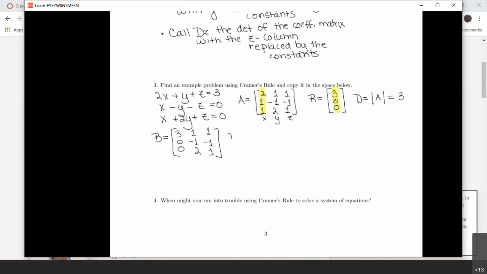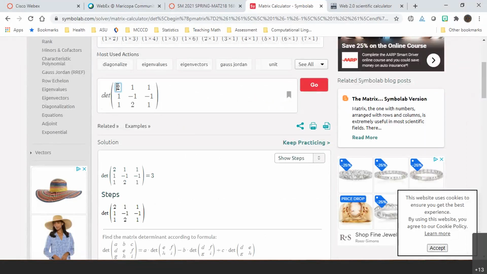And to find D sub X, that's going to be the determinant of B. Everybody good with that? All right, so I'm going to go back to my Symbolab matrix calculator. I'm just going to type over my first column with 3, 0, 0.